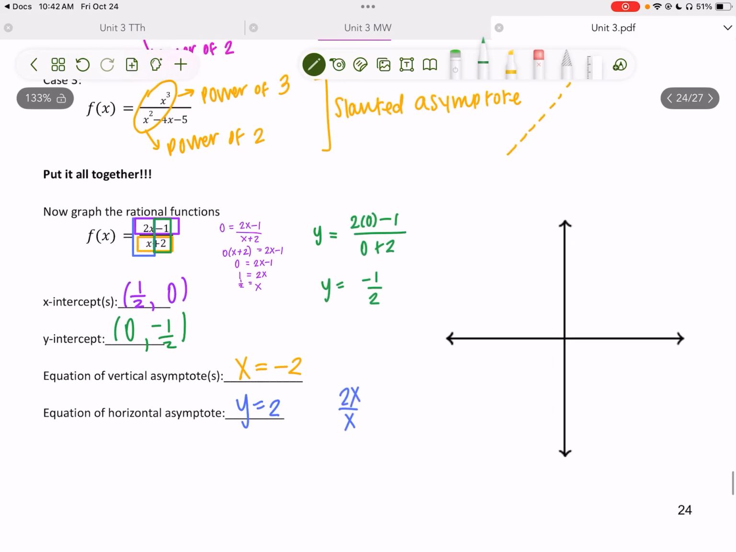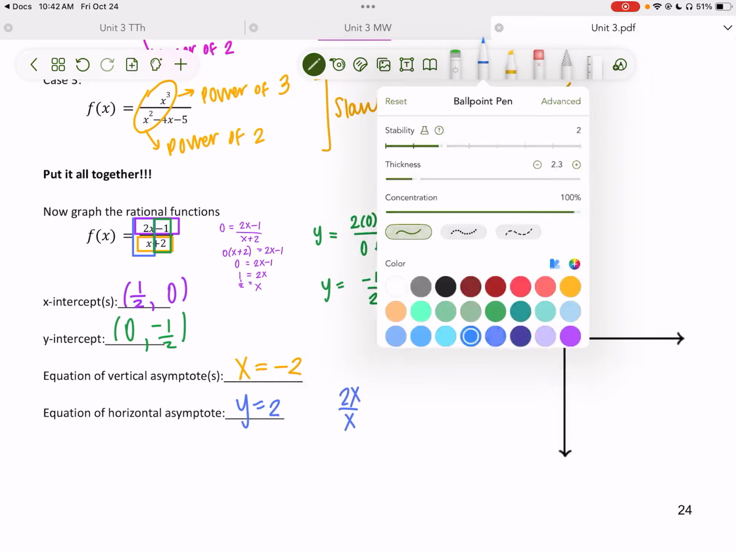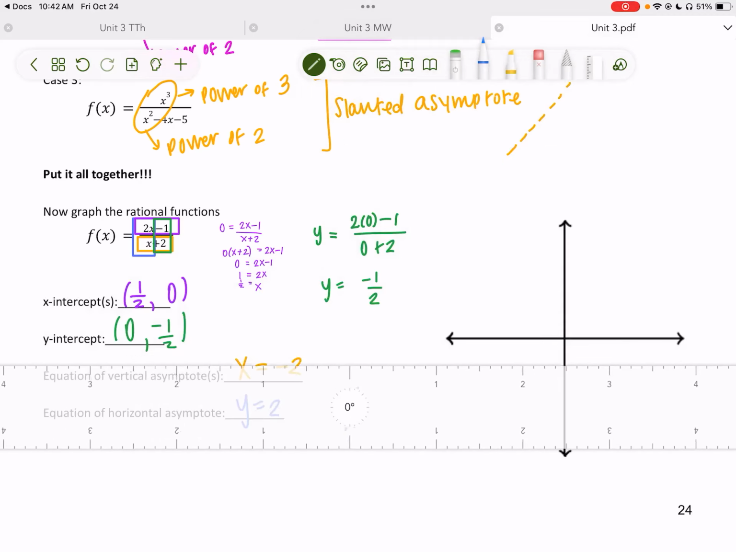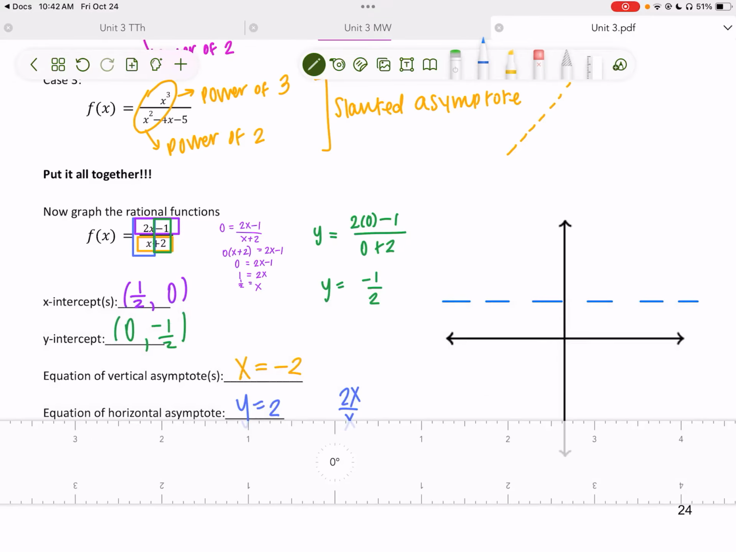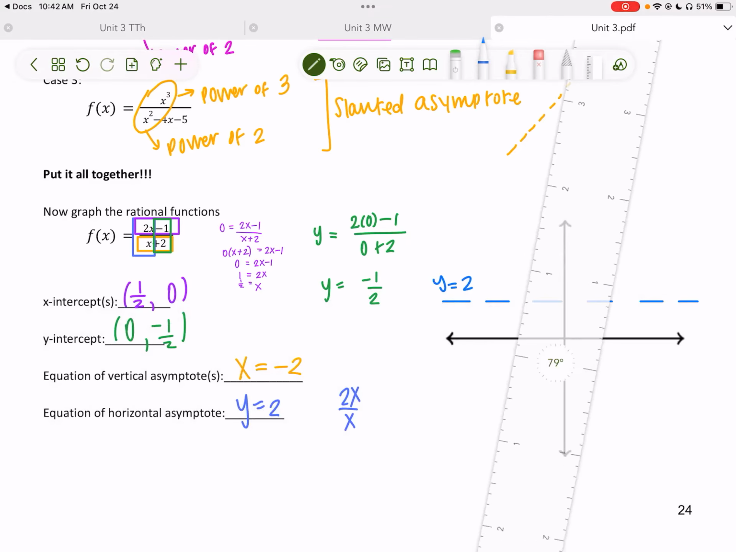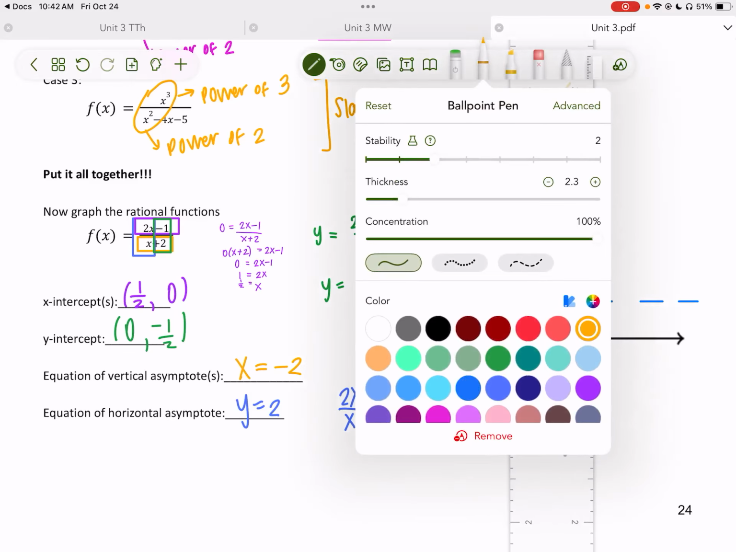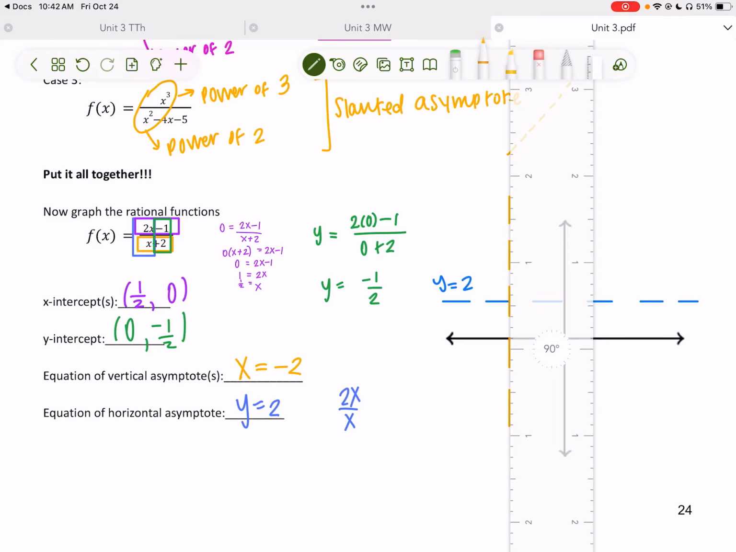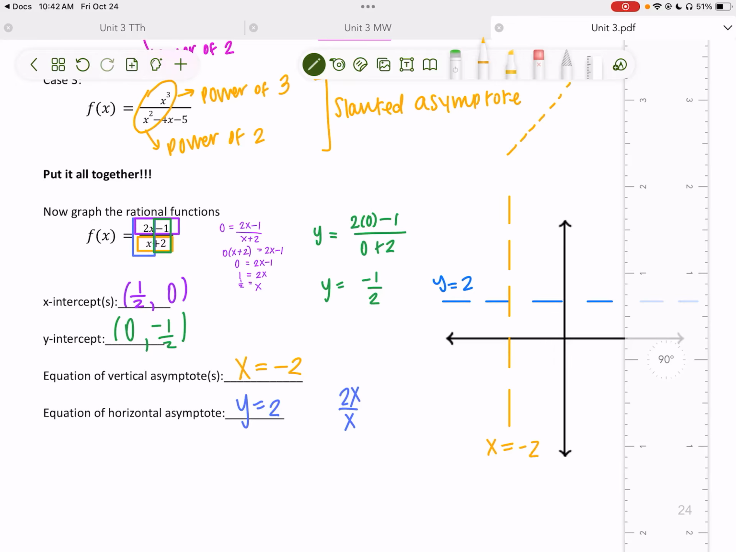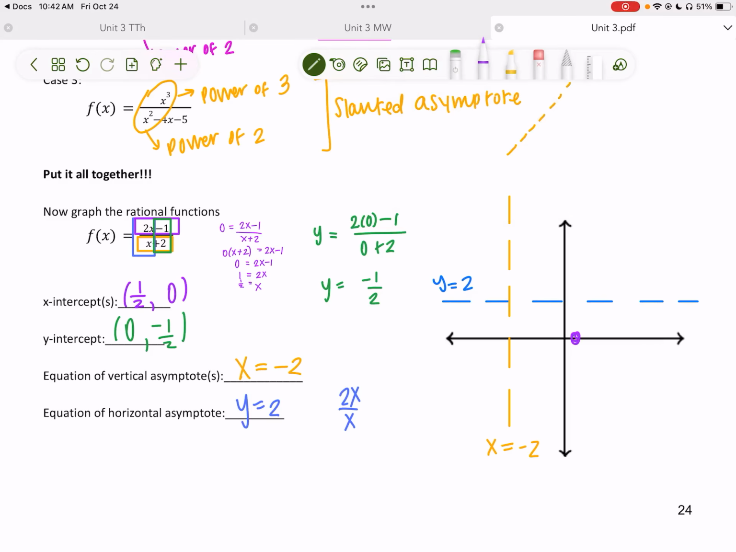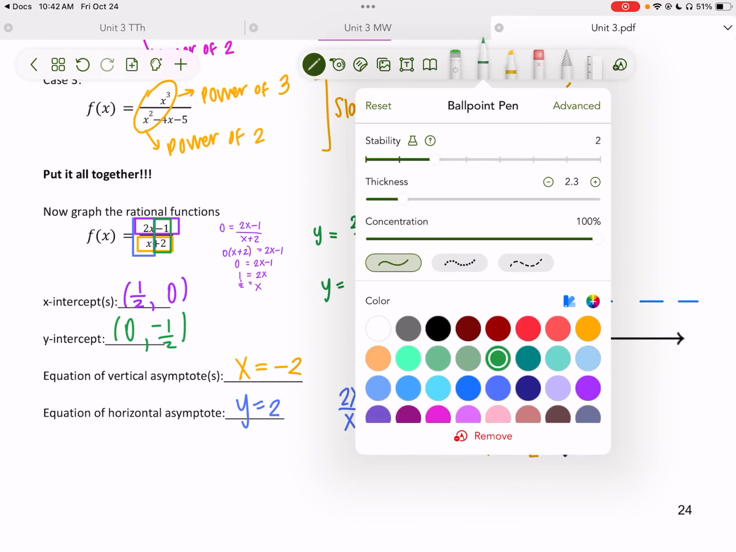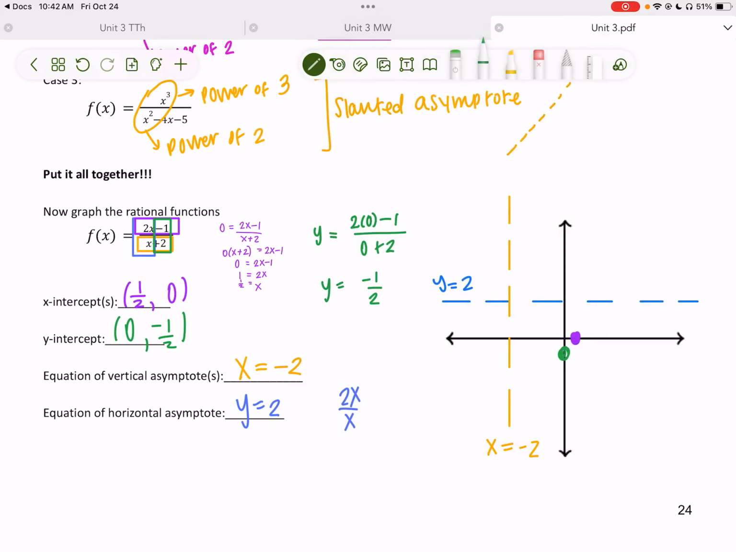So now we have everything we need to graph this. I'm going to switch back to my blue and I'll color code my graph. So my horizontal asymptote will be at 2. So I'll just go ahead and make this line equal to y equals 2. And then we'll do the same thing for our vertical asymptote at -2. Label that as x equals -2. And now we'll just plot those points that we have. So we know that 1/2 will be approximately here for the x-intercept. Negative a half will be roughly here for the y-intercept.